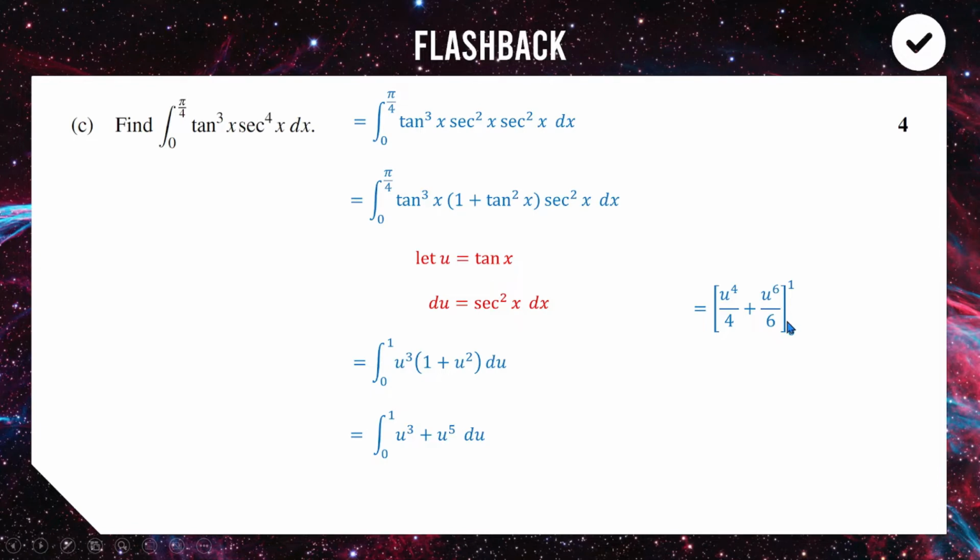If we sub in 0, we're just going to get 0, so we can just ignore it. We're just going to sub in 1 and get our final answer for 4 marks equal to 5 on 12. Okay, enough warm up. Let's dive into our next lesson.